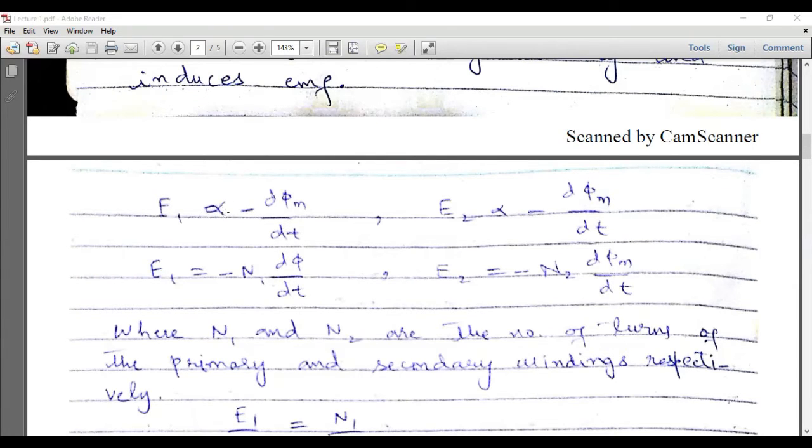In order to remove this proportionality, we have to introduce a constant, and that constant is the number of turns across the primary winding and the number of turns across the secondary winding.